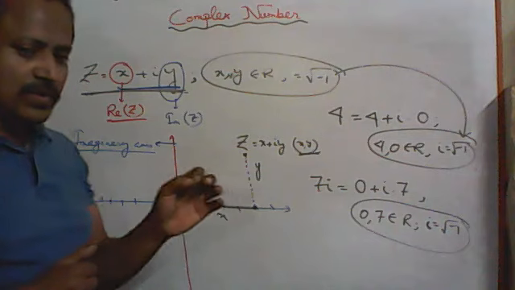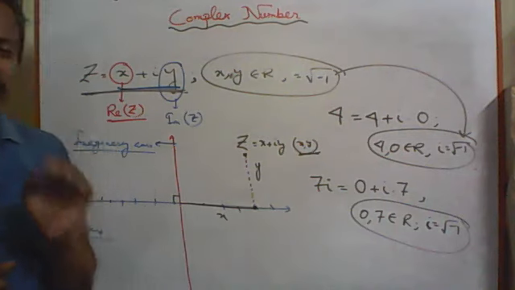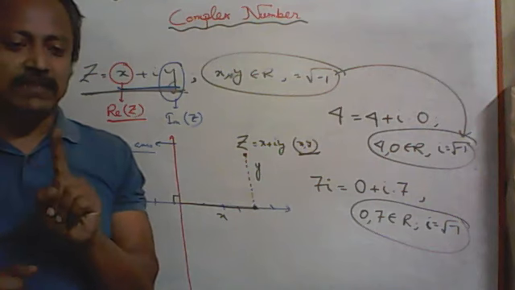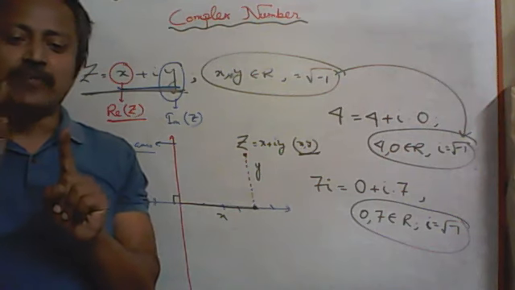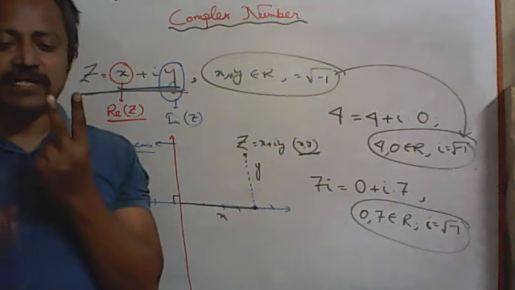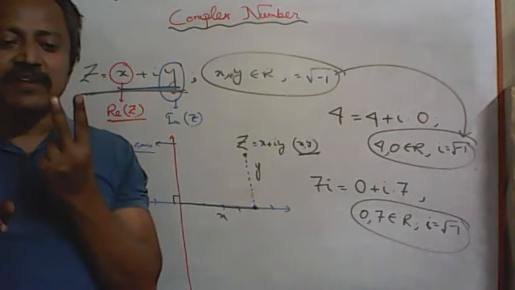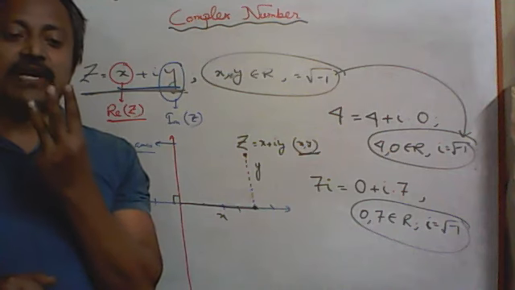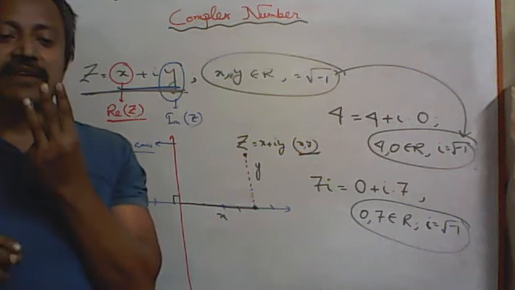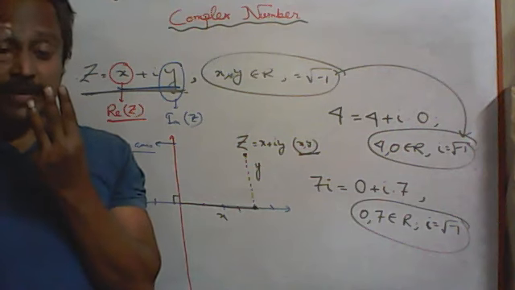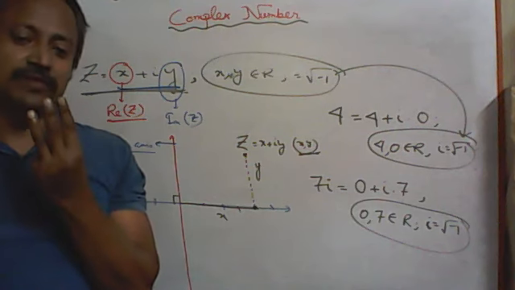So ultimately we can say there are three types of complex number. One, general complex number, where the real and imaginary part both are non-zero. Second, purely real complex number, where the real part is non-zero but the imaginary part is 0. And the final one is the purely imaginary complex number, where the real part is 0.